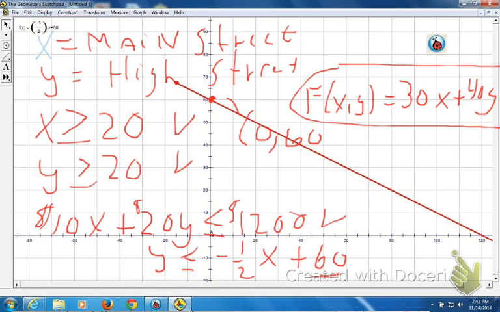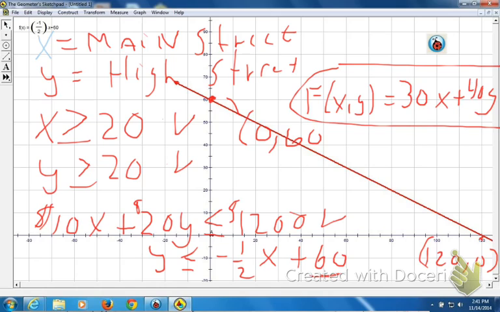This point down here, lower right, is going to be 120, 0. Okay, so let me erase all this. I'll come right back.